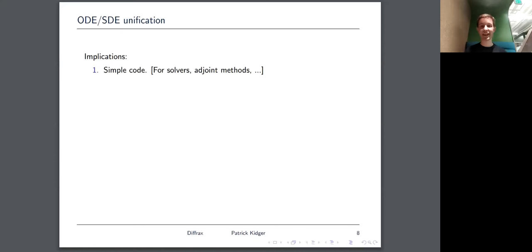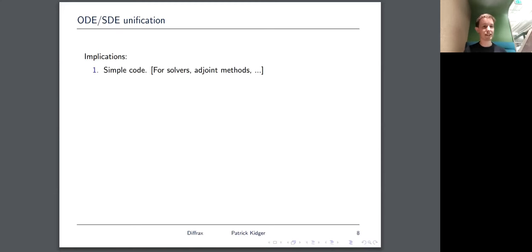I've emphasized the fact that this is for solvers. So I mentioned writing down Euler's method just once, or the inference just once. But actually also the entire rest of everything else that interacts with differential equation solving. So this includes things like adjoint methods, these ways of backpropagating through a differential equation. You want to write down your backwards in time differential equation.